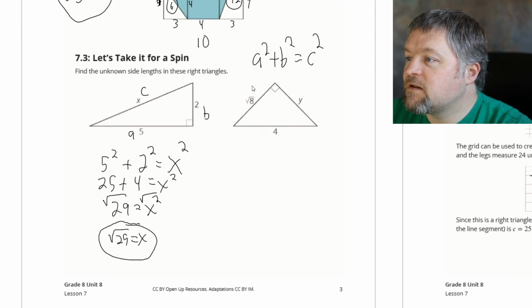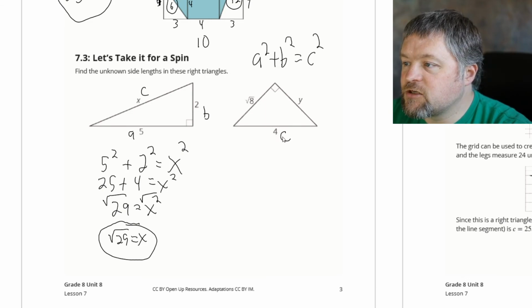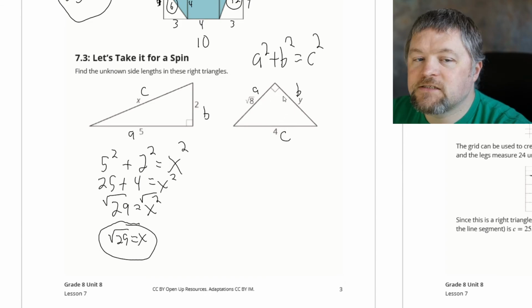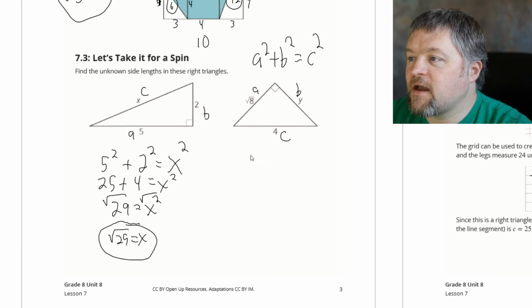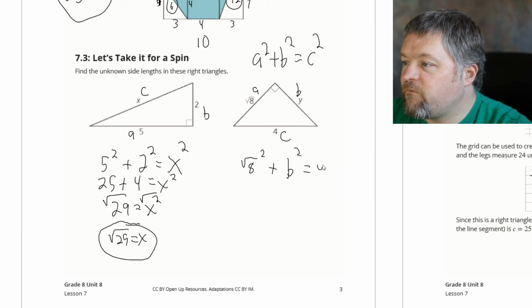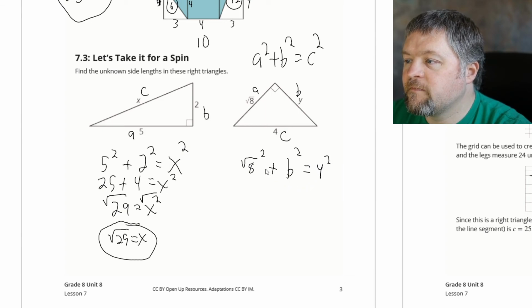On this one, let's label them. Opposite the right angle is the hypotenuse, which is always C. Let's call these A and B. Substitute those into the Pythagorean theorem. Square root of 8 is A squared plus B squared equals C squared, which is 4 squared.